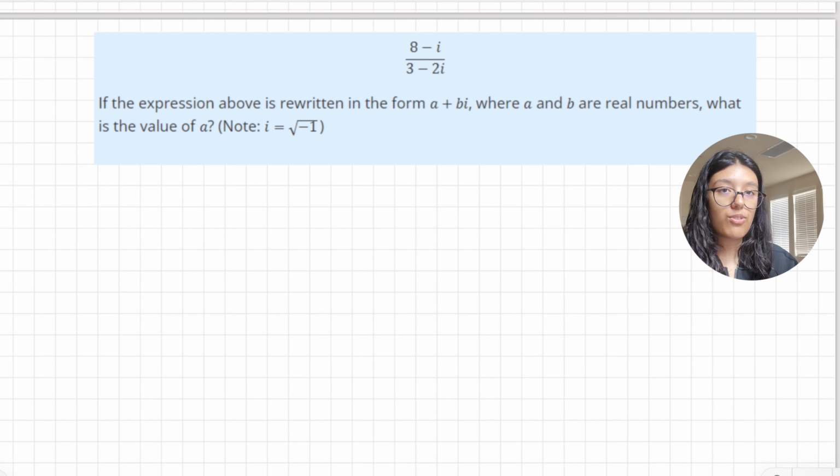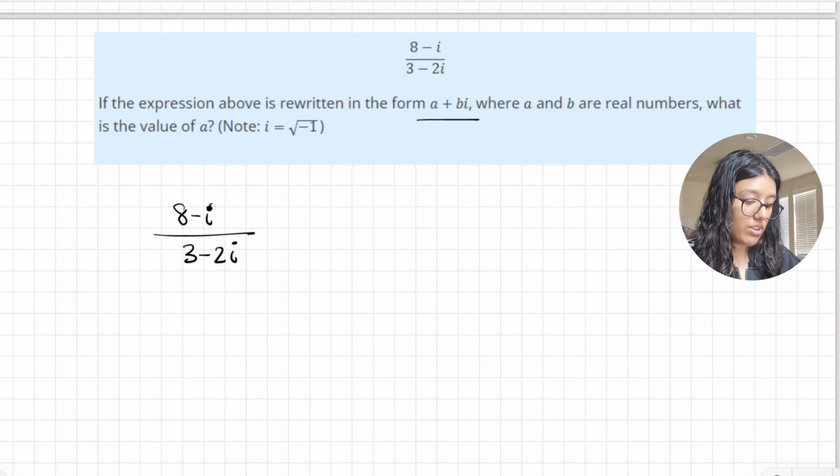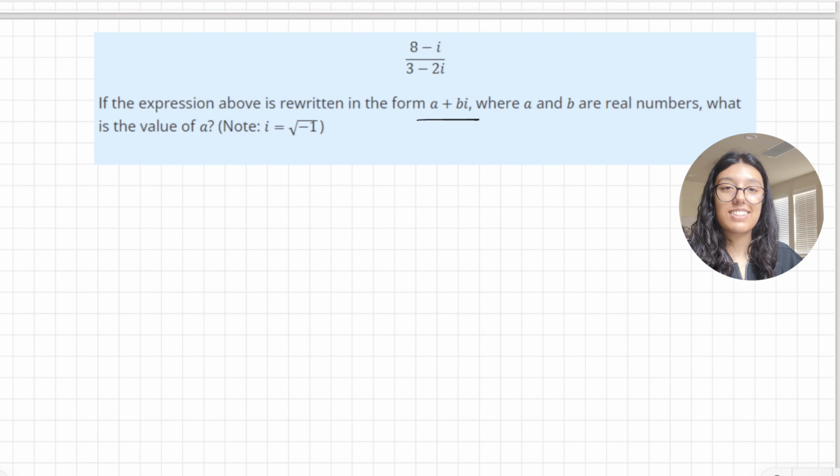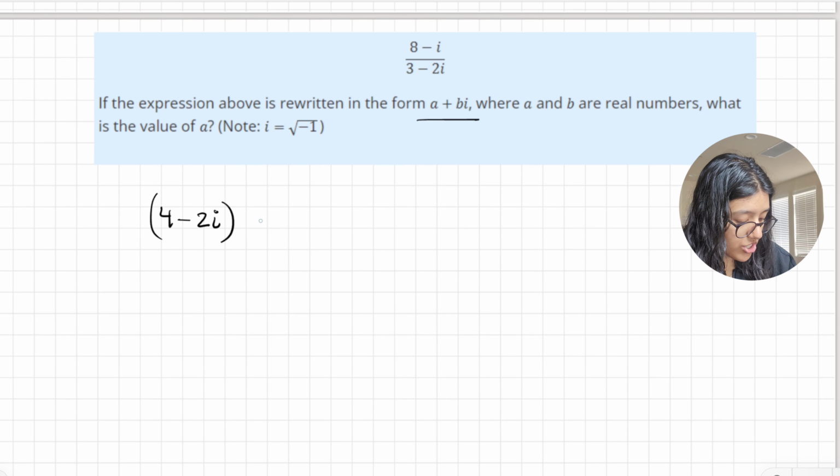But how do we apply conjugates to actually find an expression in the form of a plus bi? Well, let's rewrite the question. We have (8 minus i) over (3 minus 2i), and we're going to apply that concept of multiplying by the conjugate. If we multiply an imaginary number by its conjugate, we get an actual real number. Let us take an example: say we have 4 minus 2i, and we multiply that by its conjugate, 4 plus 2i.